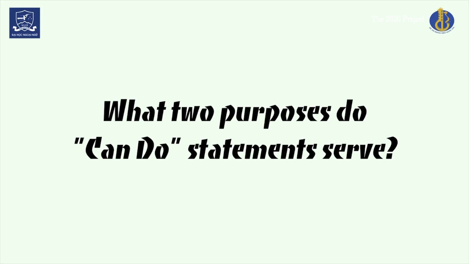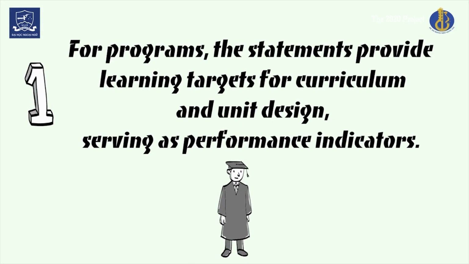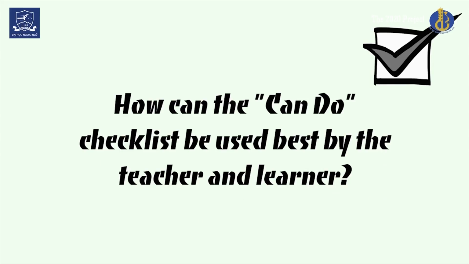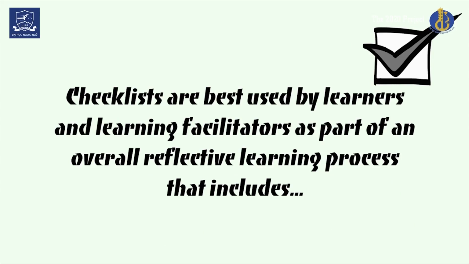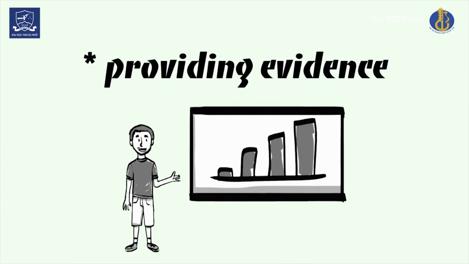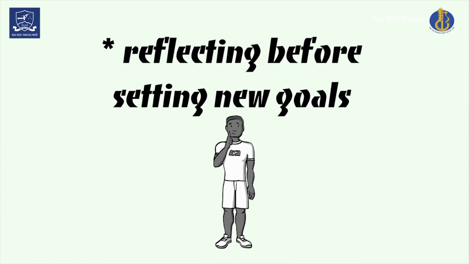What 2 purposes can can-do statements serve? 1. For programs, the statements provide learning targets for curriculum and unit design, serving as performance indicators. And 2, for language learners, the statements provide a way to chart their progress through incremental steps. How can the can-do checklist be used best by the teacher and learner? Checklists are best used by learners and learning facilitators as part of an overall reflective learning process that includes setting goals, selecting strategies, self-assessing, providing evidence, and reflecting before setting new goals.